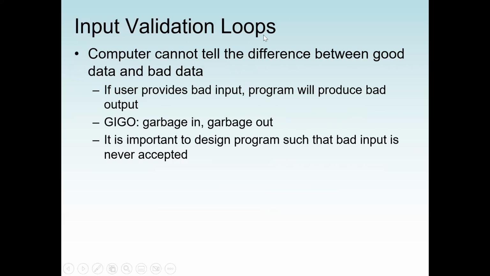So, input validation loops. Here we say that a computer cannot tell the difference between good data and bad data. Now, if a user provides a bad input, then the program will also produce a bad result or bad output. Normally, we have the term garbage in, garbage out. If we accept a bad input, the program will process that bad input and give us a bad result.